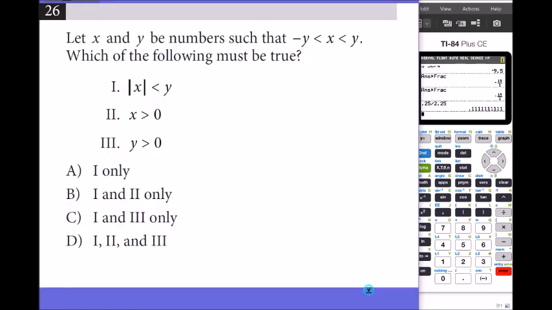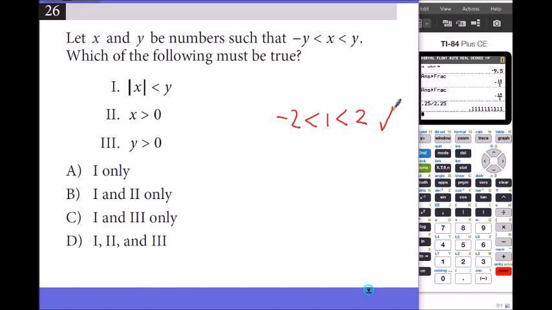26. Let x and y be numbers such that negative y is less than x less than y. Which of the following must be true? Okay, here the easiest way is to just guess and check. So let me just have x equal to 1, y equal to 2, and negative y can be negative 2, which is true, right? What else can we use?